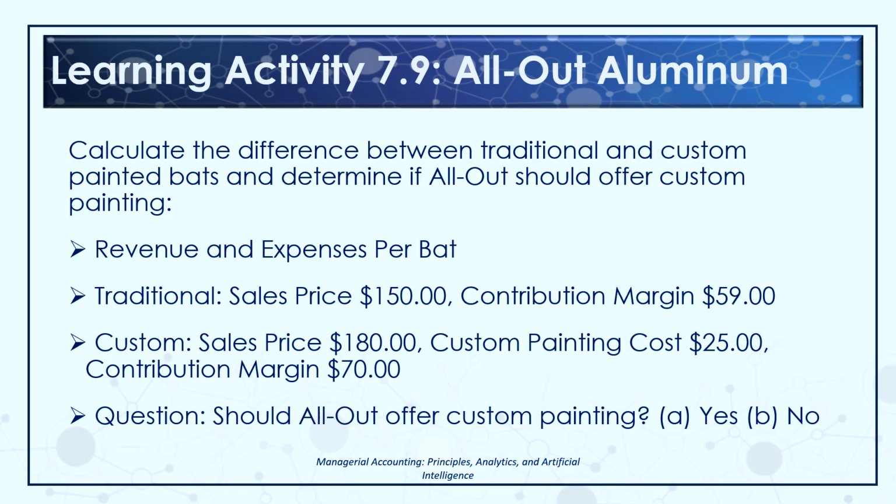Now complete Learning Activity 7-9. All-out aluminum is comparing traditional bats versus custom painted bats. Traditional bats have a sales price of $150 and contribution margin of $59. Custom bats have a sales price of $180 with additional painting costs of $25. Your job is to compute the contribution margin difference and decide if custom painting should be offered. Pause here and work through the activity. Once you've finished, check your answers with the solutions provided in the back of Chapter 7.